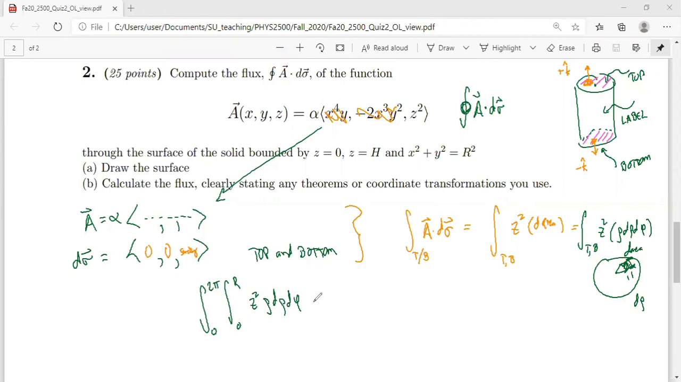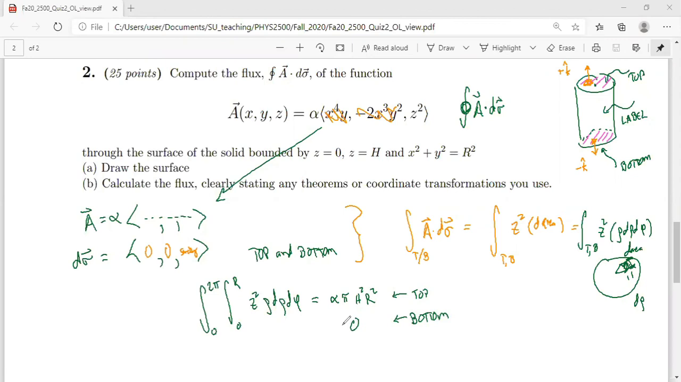And for the top, that's going to be equal to alpha pi h squared r squared. You can work that out. For the bottom, it equals 0 because z is 0. And that turns out to be the answer we got with the divergence theorem. And that took about the same level of effort.